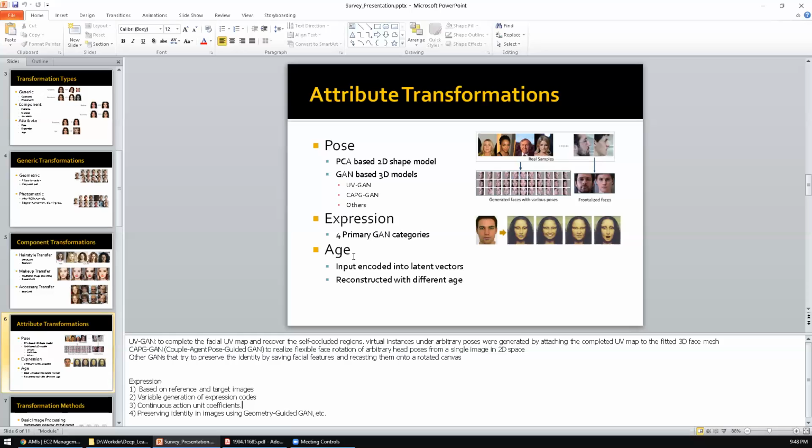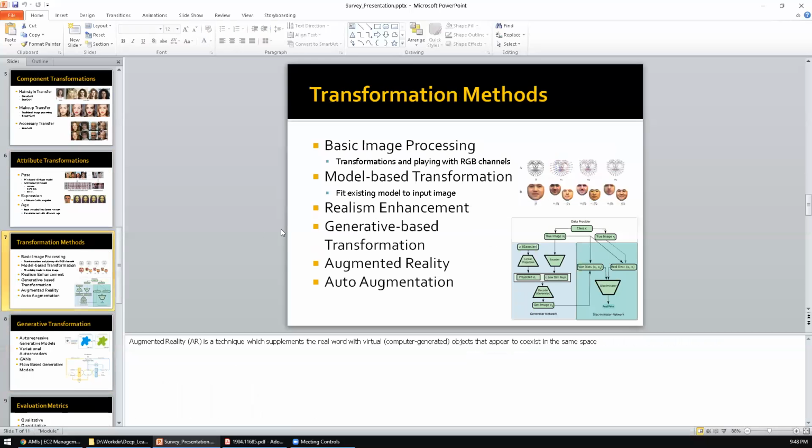And then the last one is age, and there was a famous app that came out recently, I think last year, where you could see the older version of yourself potentially. This technique preserves your basic facial geometry, and then casts the delta from all the other training data it has learned about how somebody looked when they were young versus how they look when they're older.